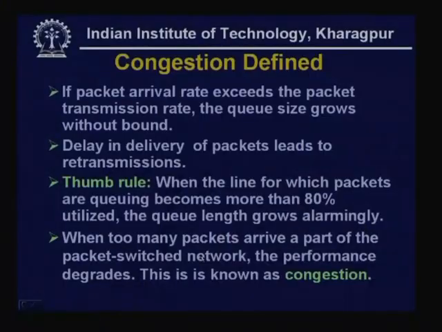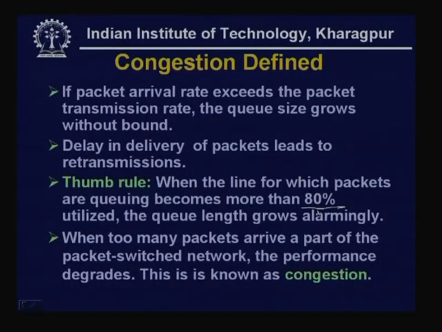So now we can define congestion. We are now in a position to define congestion. If packet arrival rate exceeds the packet transmission rate, the queue size grows without bound. That's what happens, and delay in delivery of packets leads to retransmissions. Whenever these two things happen, the thumb rule says when the line for which the packets are queuing becomes more than 80% utilized, out of its original capacity of 100%, the queue length grows alarmingly.